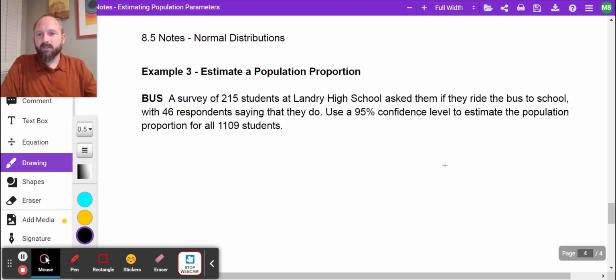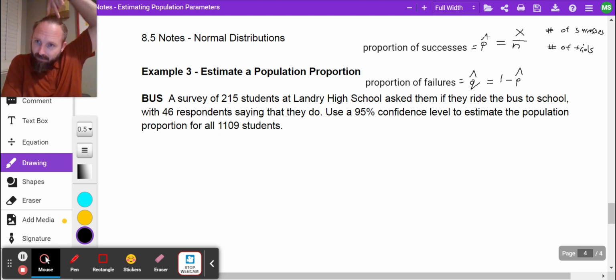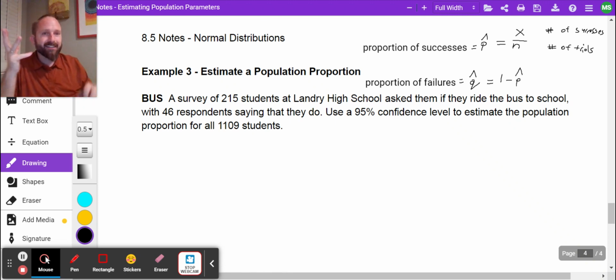So, normal distributions. We're going to estimate the population proportion. All right, guys, so we're going to talk about population proportion. The proportion of successes will equal p hat, that's just like a little p with a little chevron on top. P hat is equal to x over n, where x is the number of successes and n is the number of trials. The proportion of failures, q hat, will equal 1 minus p hat, because 100% is success and failure put together in this situation.